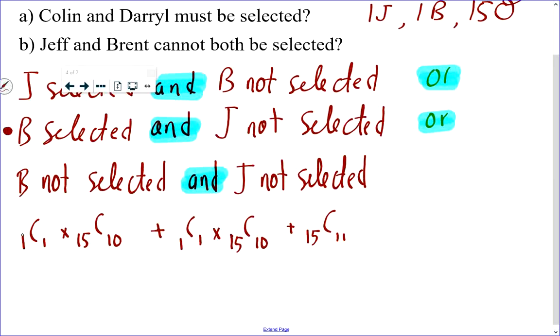So again, this is saying we have to select Jeff and we have to select 10 other people that do not include Brent. This is saying we have to select Brent and we need to select 10 other people that do not include Jeff. This is saying we need to select 11 people out of the group that does not include either Brent or Jeff. And if you add those numbers up together, 1 choose 1 times 15 choose 10, plus 1 choose 1 times 15 choose 10, plus 15 choose 11, you're going to get the right answer.